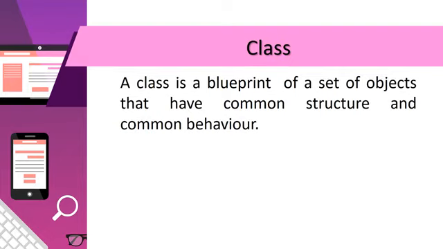Now the next question is, what is a class? A class is a blueprint of a set of objects that have a common structure and a common behavior. Remember, objects and classes are the two basic principles of object-oriented programming. They are like two sides of a coin which cannot be disintegrated.